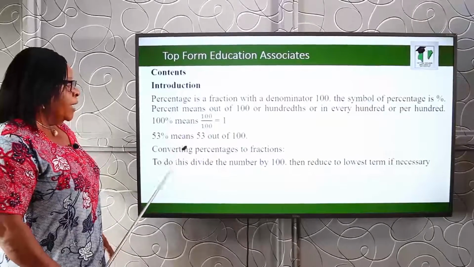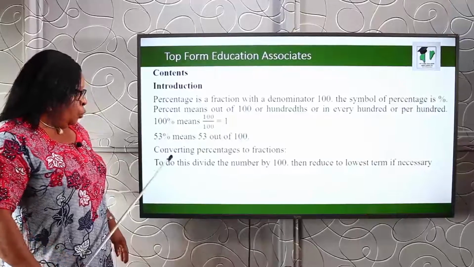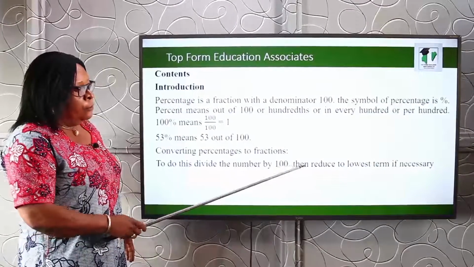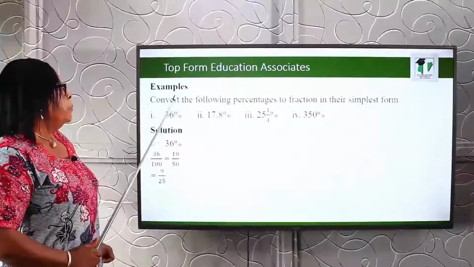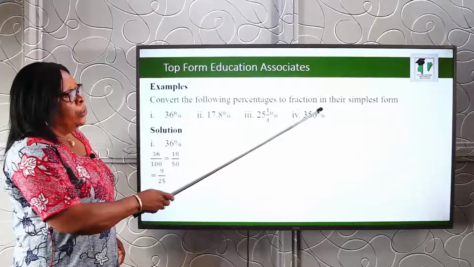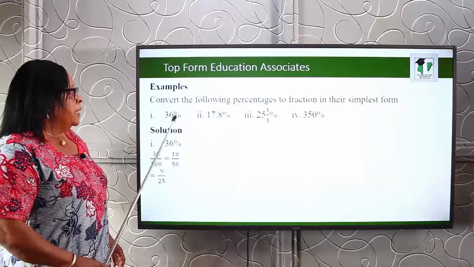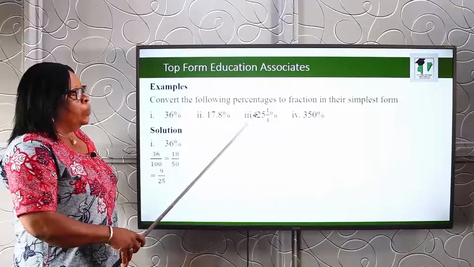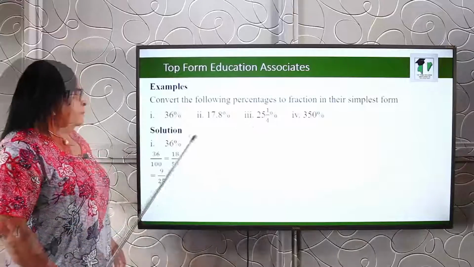So how do we convert percentages to fractions? To do this, divide the number by 100, then reduce to lowest term if necessary. For examples, convert the following percentages to fractions in their simplest form. I, 36%. II, 17.8%. III, 25.25%. IV, 350%.